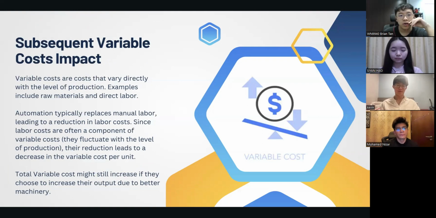Now, the subsequent variable cost impact. Variable costs are costs that vary directly with the level of production. Examples include raw materials and direct labor. Automation typically would replace manual labor, leading to a reduction in labor costs. Since labor costs are often a component of variable costs, which fluctuate with the level of production, their reduction will lead to a decrease in the variable cost per unit. Total variable costs might still increase if they choose to increase their output due to better machinery. Next slide, please.